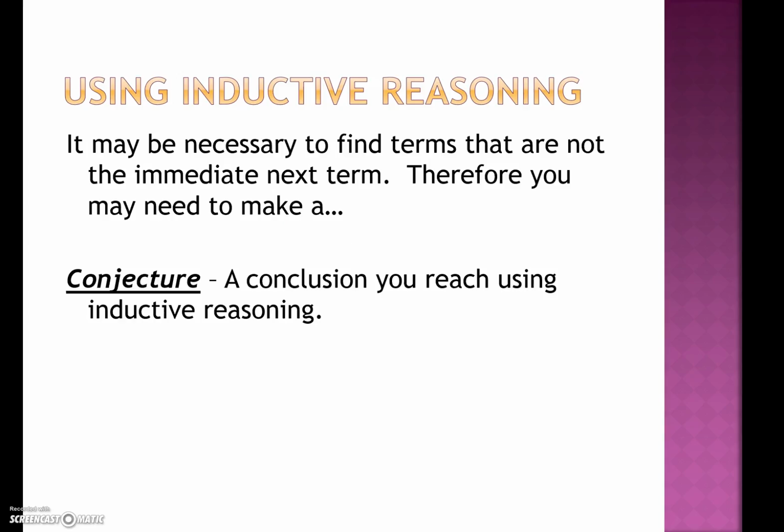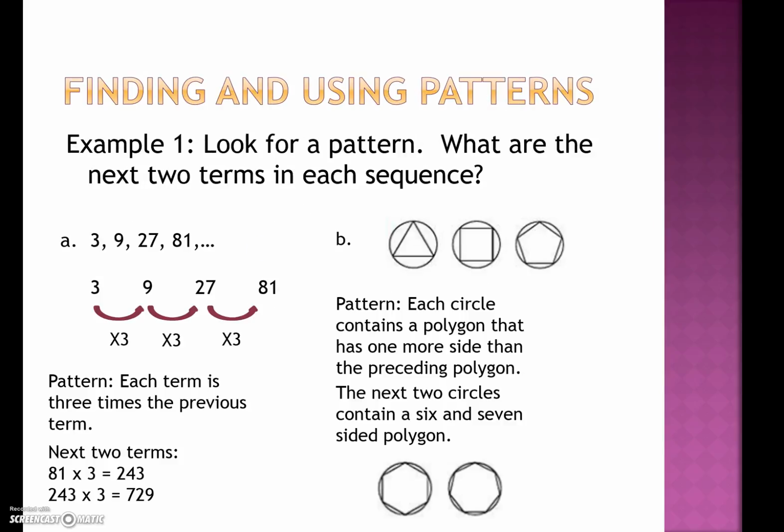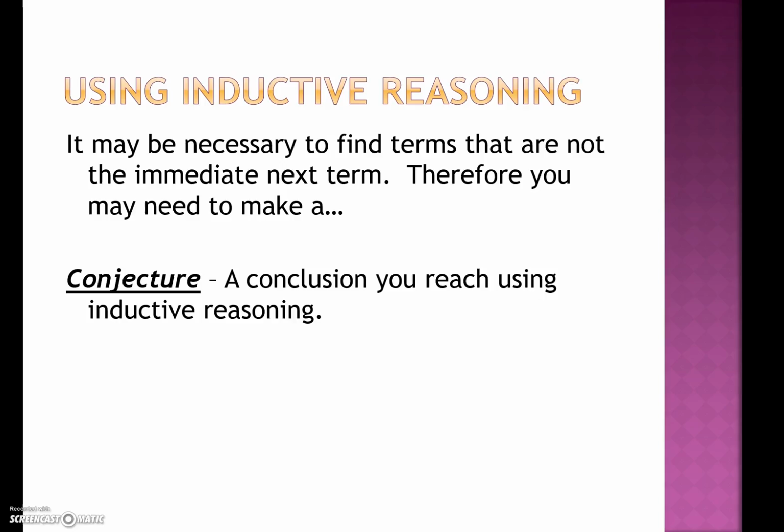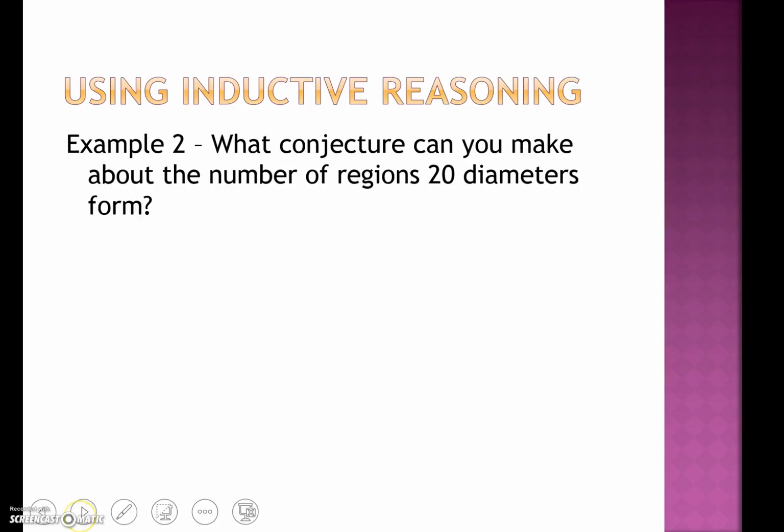So we cannot always find ones that are immediately right after that, and so we might need something that's way farther down. These problems here, I wanted to find the immediate next two terms in the sequences. But what if I wanted to find the 50th term? So it might be necessary for us to come up with something called a conjecture. This is a conclusion you reach using inductive reasoning. More often than not, we're trying to look for a pattern to come up with a formula. Sometimes there are no formulas, and that's fine. But let me show you what I'm talking about.